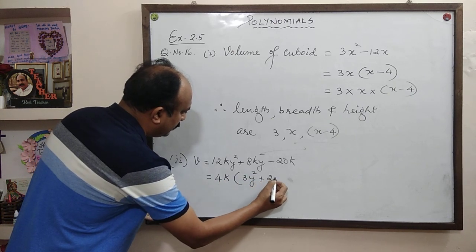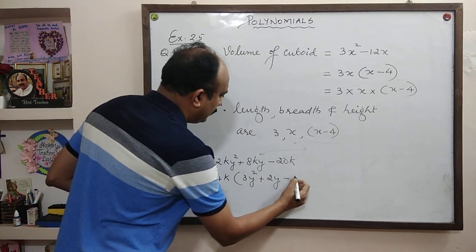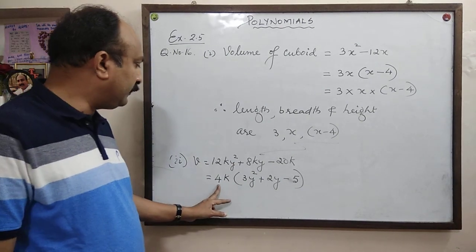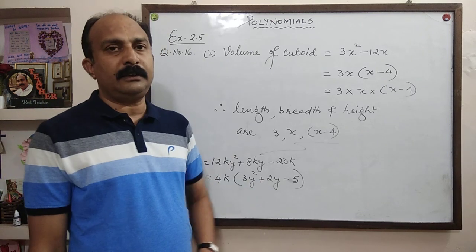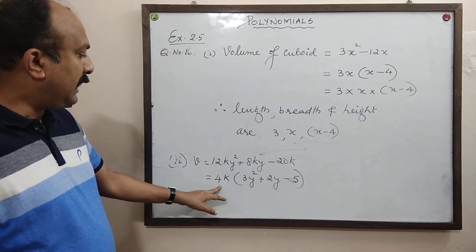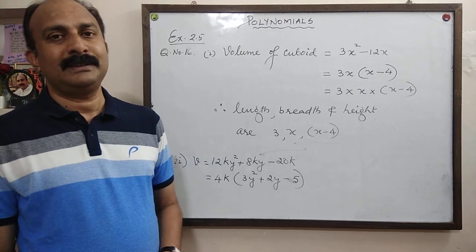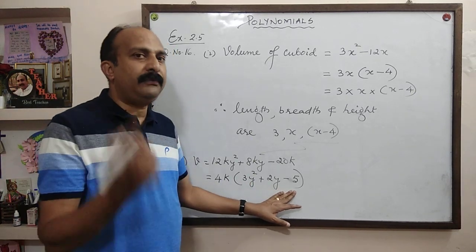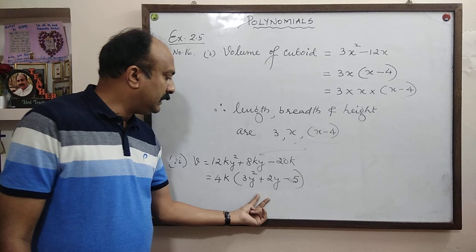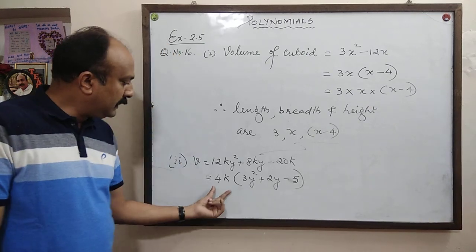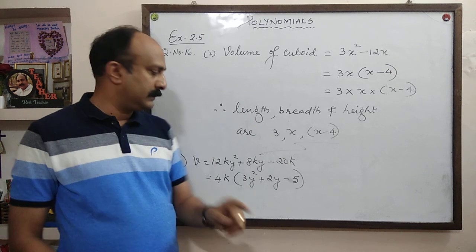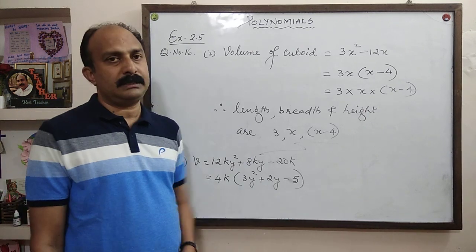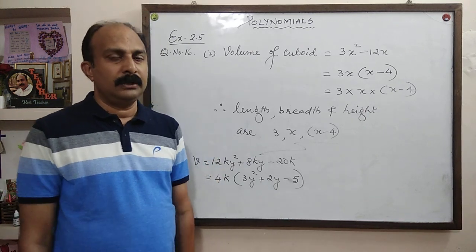3y square plus 2y minus 5. So actually we got three factors. 4 is one factor, k is the second factor, and this is the third factor. So you got L, B and H. Or there is one more possibility. If this can be further factorized by splitting the middle term method, then you may get two factors here also. Then you can take 4k as one factor. From here you will get two more factors. So it can be written as L, B and H. Two possibilities are here. Two answers are possible.